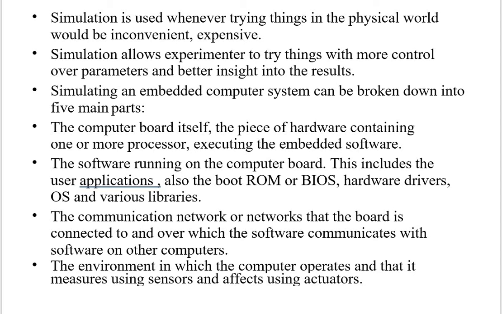Simulating an embedded computer system can be broken down into five main parts: the computer board itself, a piece of hardware containing one or more processors executing embedded software; the software running on the computer board, which includes user applications, also boot firmware or BIOS, hardware drivers, OS, and various libraries; the communication network or networks that the board is connected to and over which the software communicates with software on other computers; and the environment in which the computer operates, which is measured using sensors and affected using actuators.